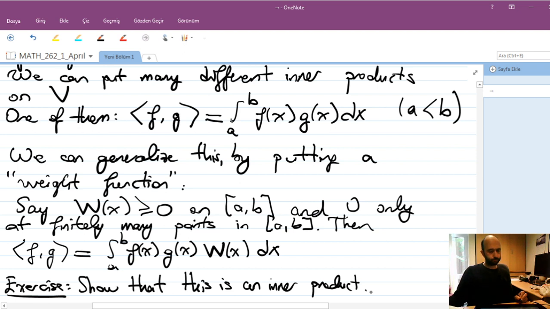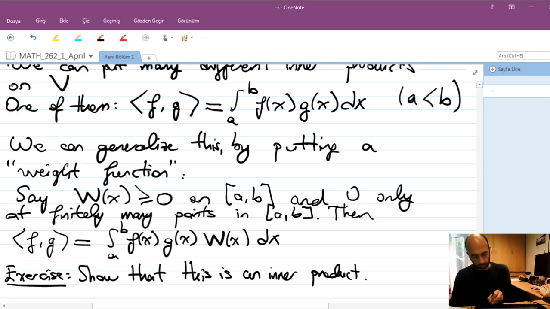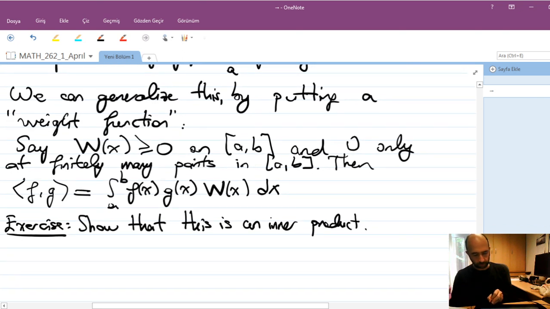Okay. So this is quite routine. I mean, you'll just have to check all the rules one by one. Okay, now let's choose a special W and try to apply Gram-Schmidt. This kind of thing comes up in applications more often than you would think. It is something that you see many times.